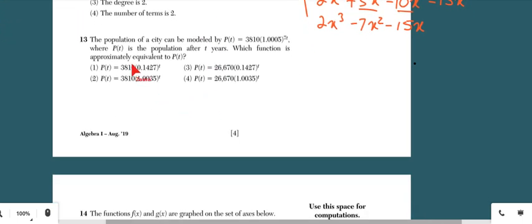Move to question number 13. It says, the population of a city can be modeled by the function p of t equals this one, where p of t is the population after t years. Which function is approximately equal to p of t?